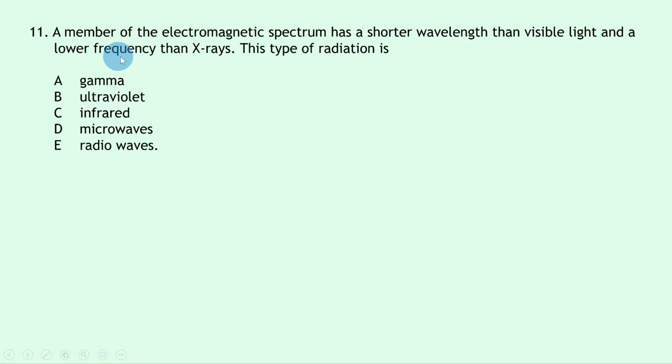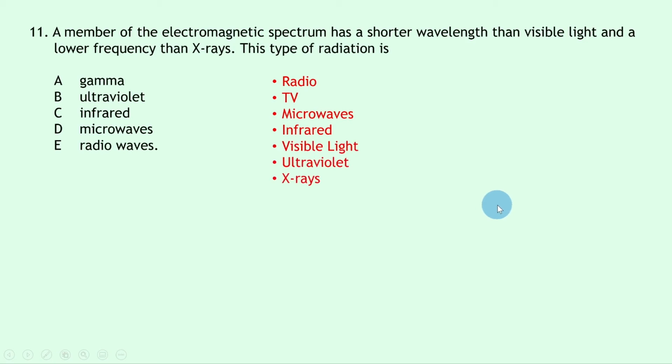Question 11 says that a member of the electromagnetic spectrum has a shorter wavelength than visible light and a lower frequency than X-rays. This type of radiation is. Now the best way to answer this is probably just to write down the order of the members of the electromagnetic spectrum from longest wavelength to shortest wavelength. We start with radio waves and TV waves, and then microwaves, infrared, visible light, ultraviolet, X-rays and gamma rays.